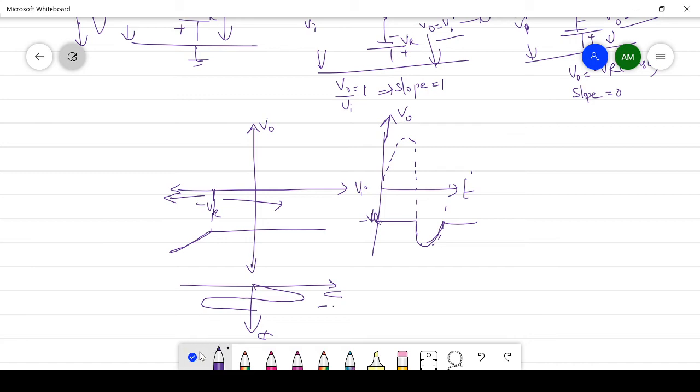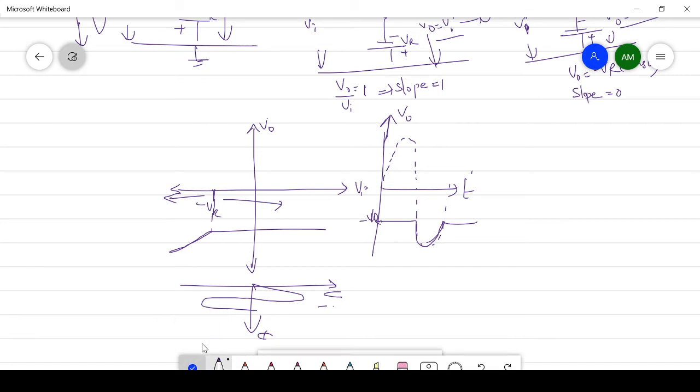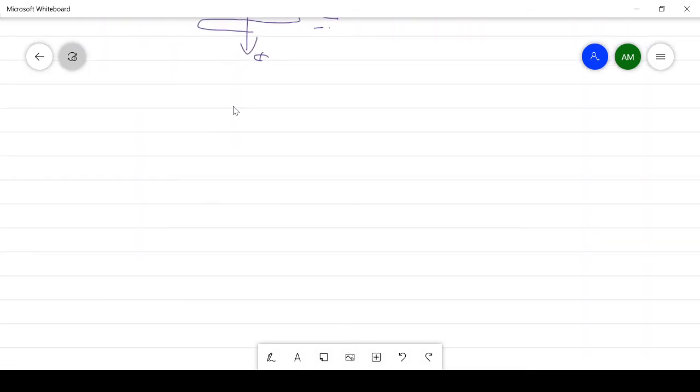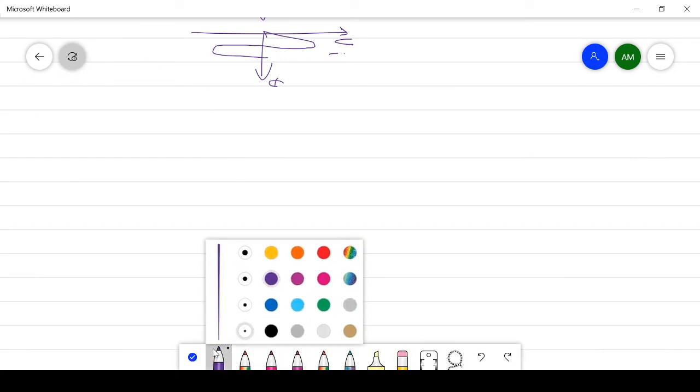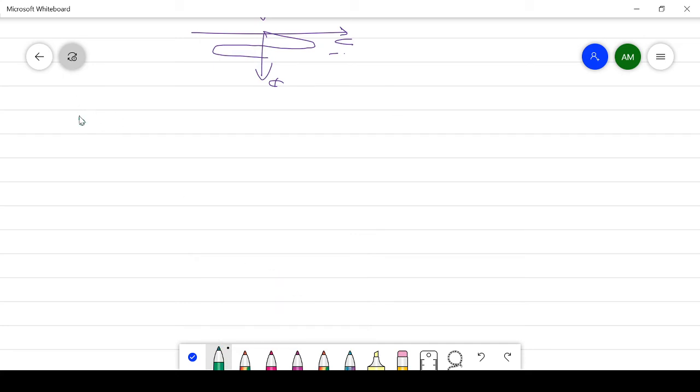Okay, this is about the series positive clipper with the positive biasing and negative biasing. Next, series negative clipper with positive biasing and negative biasing. So first we discuss about series negative clipper with positive biasing. So circuit diagram, series negative clipper circuit diagram with positive biasing here.